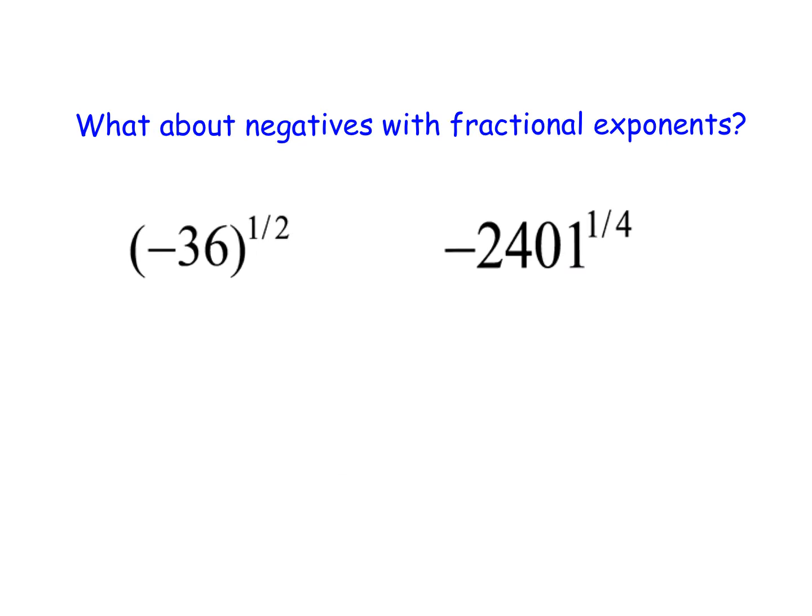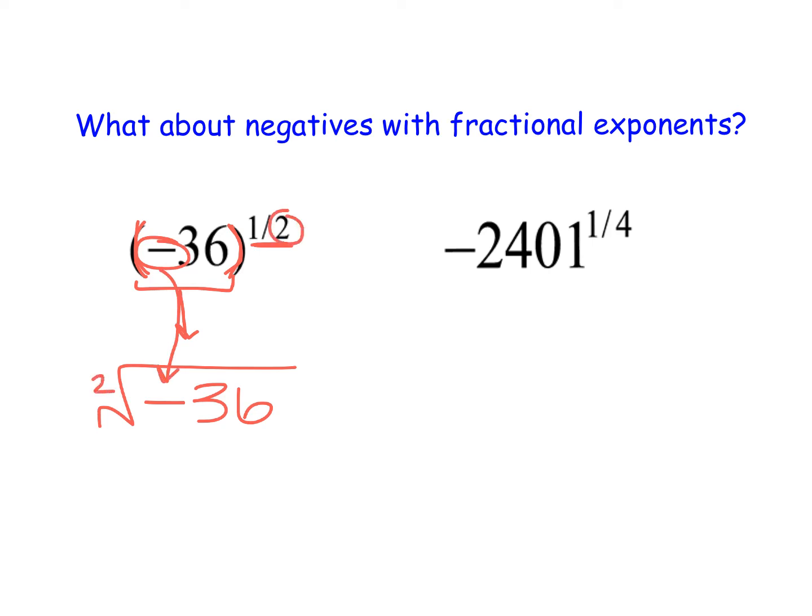Now negatives with fractional exponents are very similar, but as we convert them into roots, we need to be very careful. Here notice that we have parentheses, and remember we've talked before about how parentheses communicate something very important. If we have parentheses, and then our fractional exponent is on the outside, what this is saying is that a negative inside parentheses means that we have a negative inside of a root. Inside parentheses means inside the root. If we have a negative number outside parentheses, then that means we have a negative number on the outside of the root.